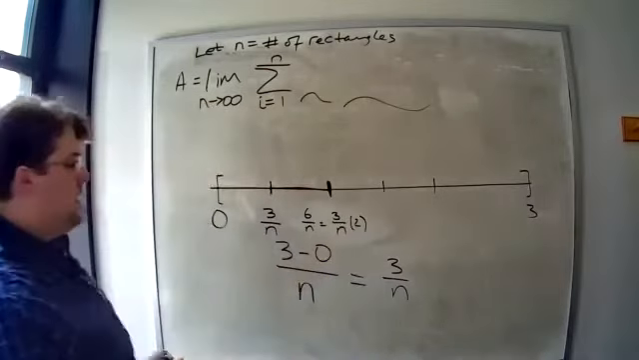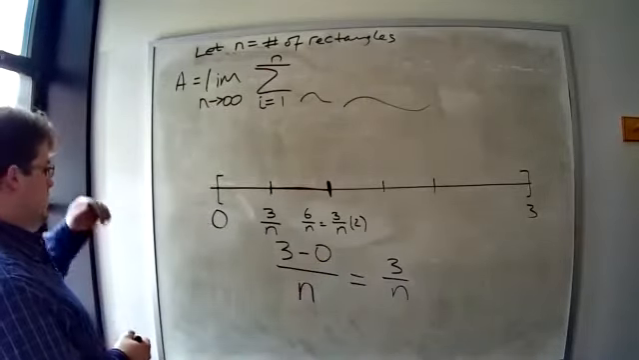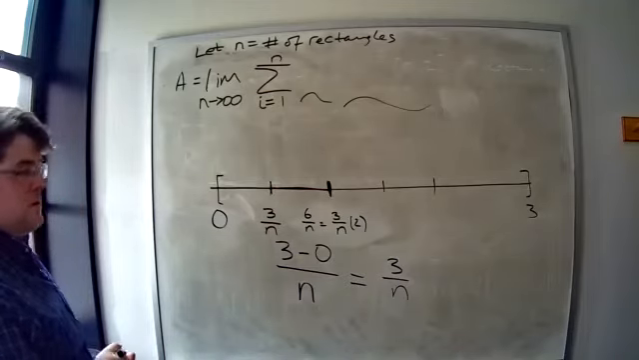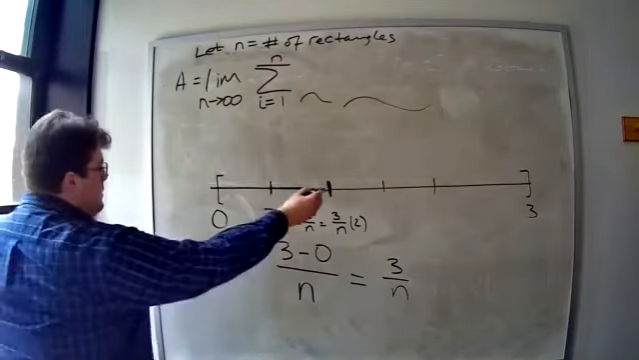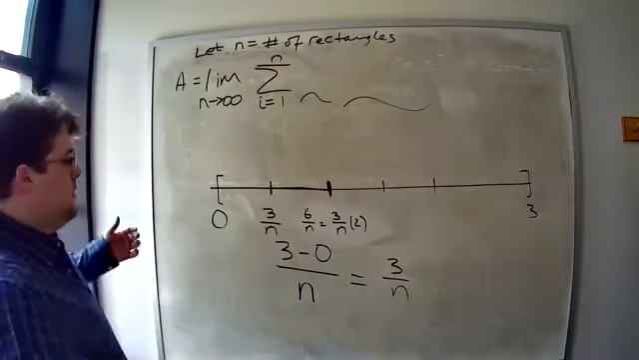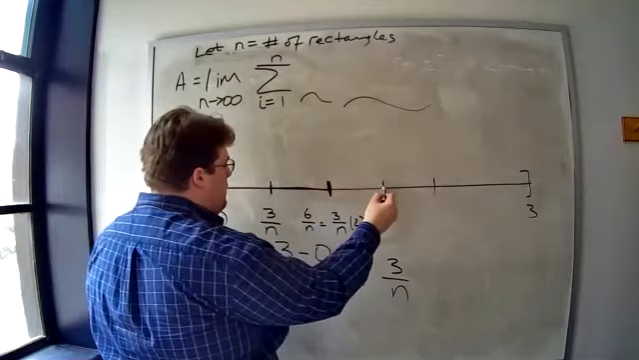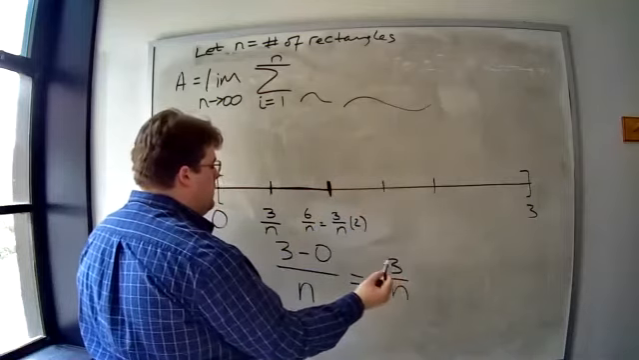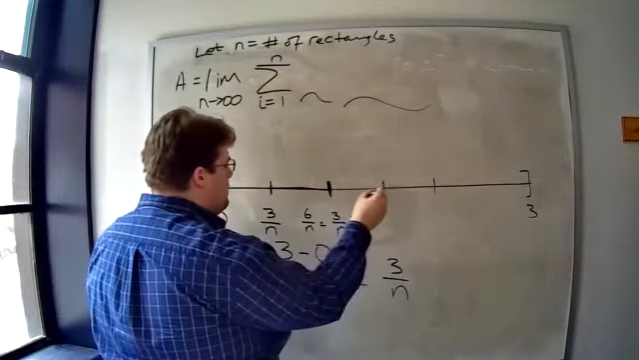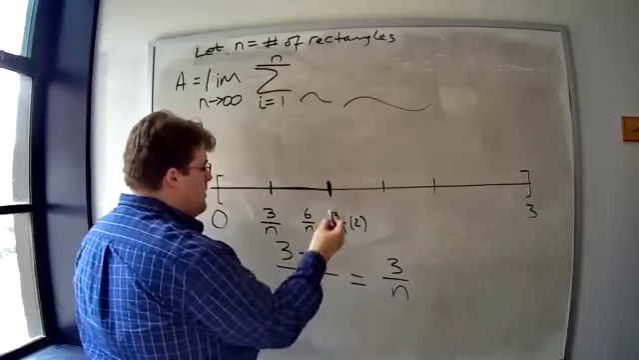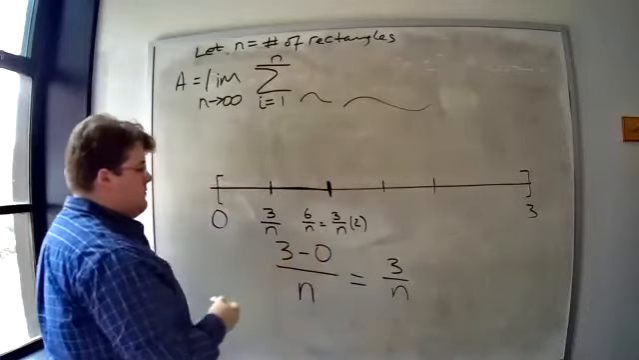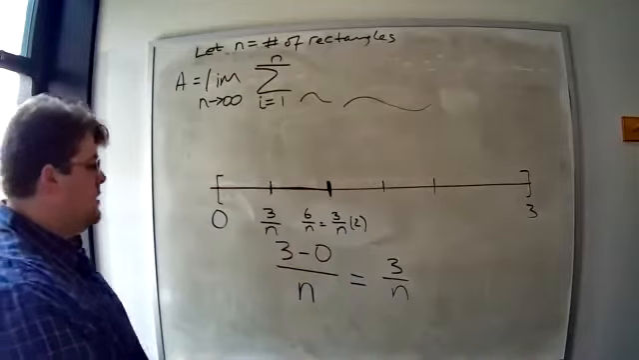We will see why it's useful to count out our 3 over n's in a moment. But any questions about the next one? Okay, what's the next one? Well, we start here and we go over another 3 over n. Here we have a 6 over n. You go over another 3 over n, that's 9 over n?